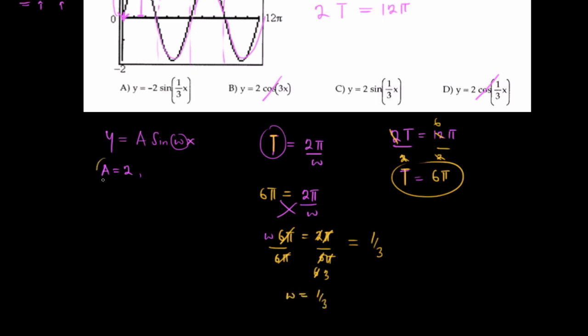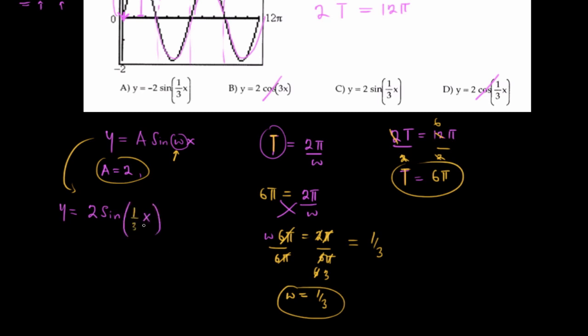So I know my a, I know my omega. Therefore my y is just going to be, my a is 2, the sine of, so what's our omega? We said our omega is 1 all over 3, so that'll be 1 all over 3 x. So you can see that, 2 sine 1 all over 3x. So definitely this is going to be our solution, 2 sine 1 over 3x. So that completes the problem.